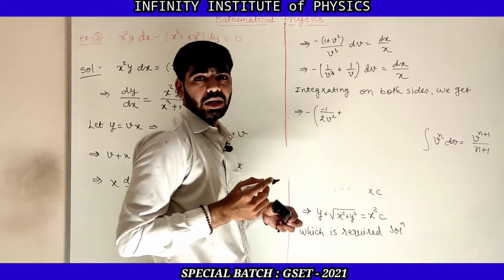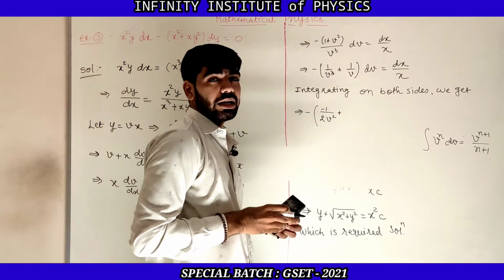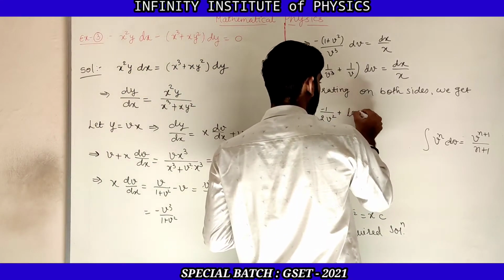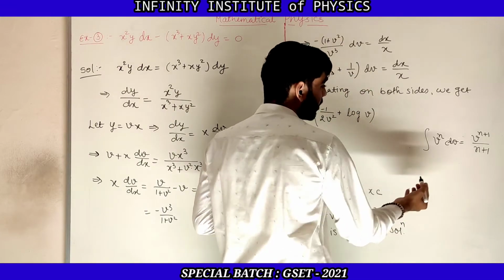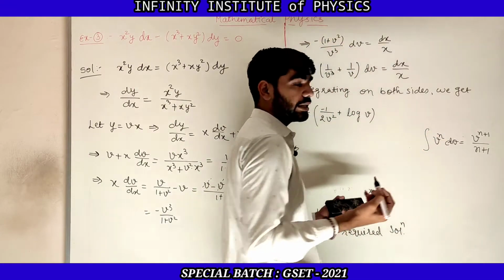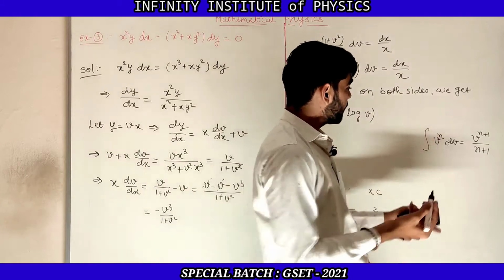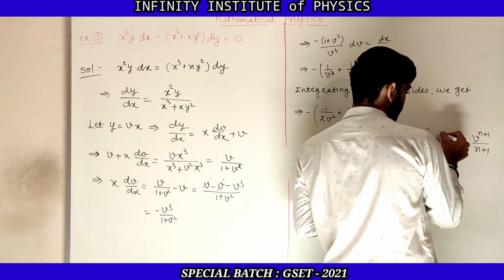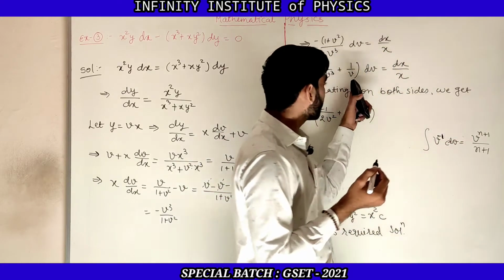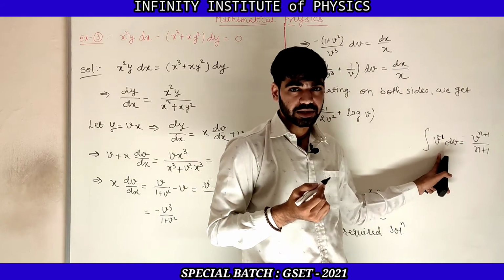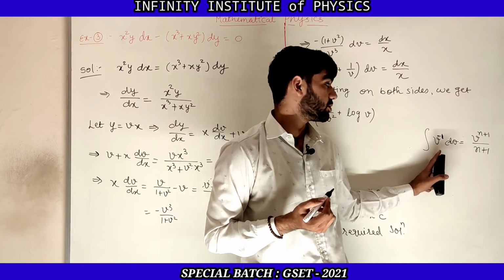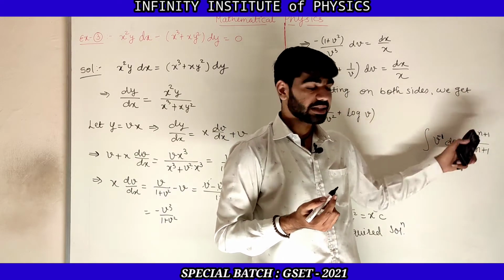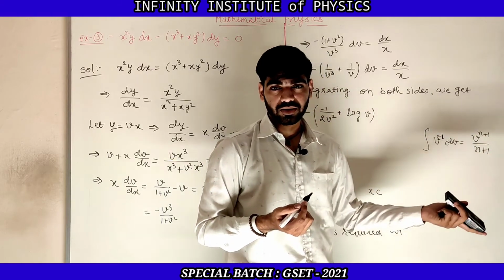And that integration of 1 by v, integration 1 by v, that is log v. Now for that you can't apply this, because if you take that 1 by v, it can be written as v raised to minus 1. Now if you do that integration, then v raised to minus 1 plus 1, that is 0, upon minus 1 plus 1, that is also 0.